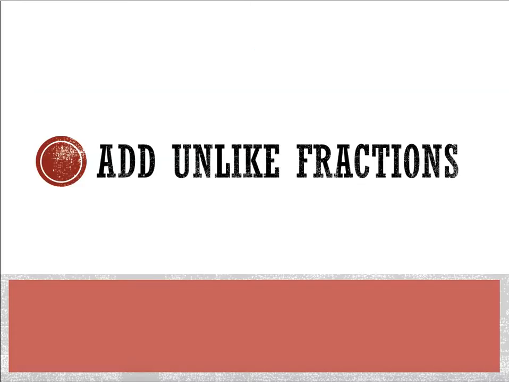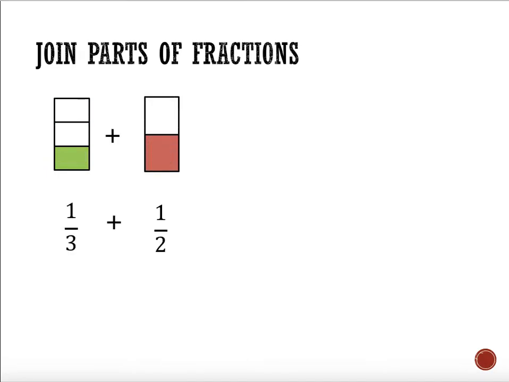Now let's switch to adding unlike fractions. Before that, let's join parts of unlike fractions and see what we can do. I have a fraction 1/3 to which I want to add a half. Now you see the denominators are not the same here. And also the parts look of different size. Now how do I add them?